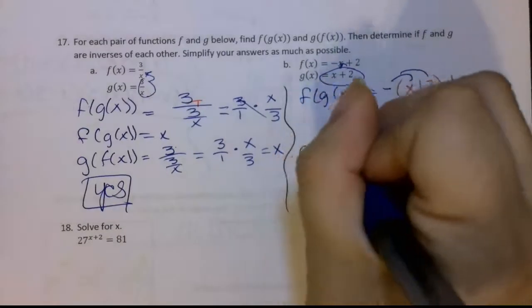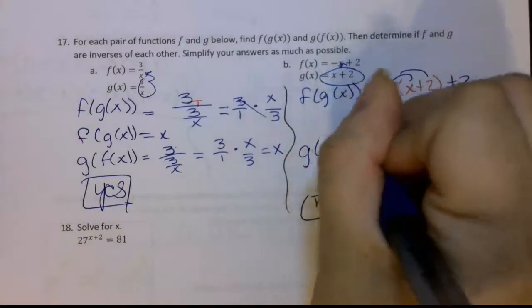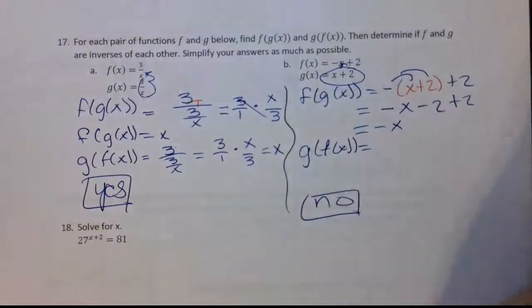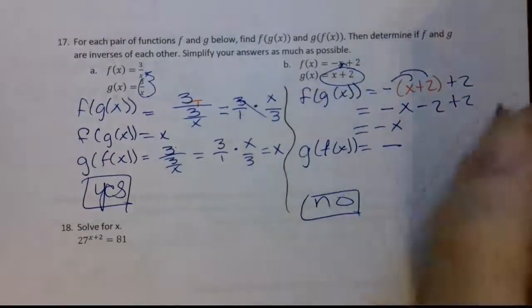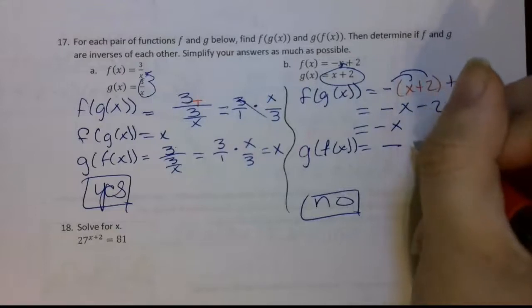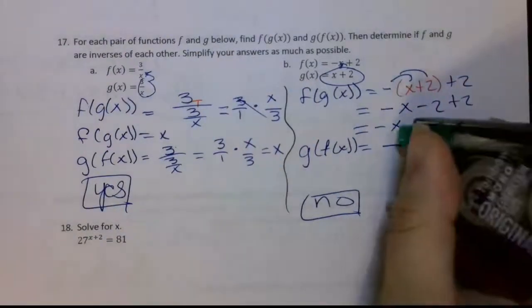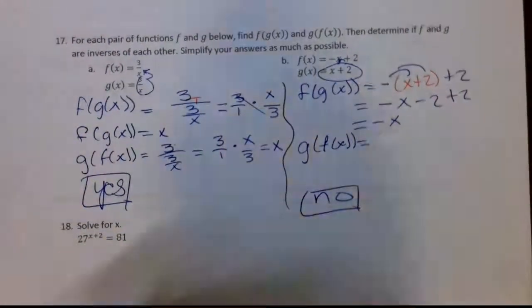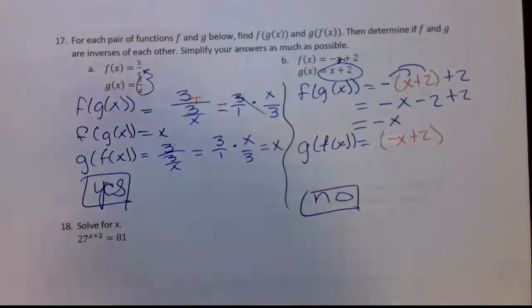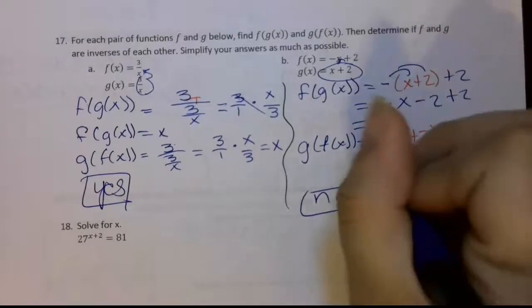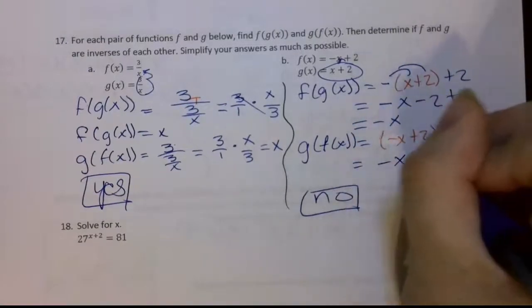I'm going to do the same thing for g of f of x, except this time I'm plugging into the bottom equation. So I have negative, and then I'm plugging in, oh no, that one's not the negative. I'm plugging in negative x plus 2, plus 2, which simplifies to negative x plus 4.